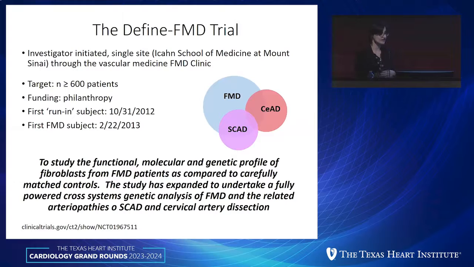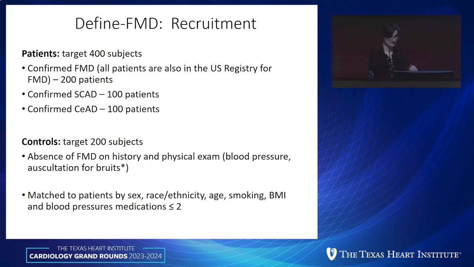But that brings me to our DEFINE FMD trial at Mount Sinai. This was something we started about 10 years ago. It's investigator initiated. We recruit patients through our FMD clinic with myself and Dr. Olin. Our initial funding is really through philanthropy. We got some NIH funding now to support the basic science work. The goal of this study is to study the functional, molecular, and genetic profile of fibroblasts from FMD patients compared to matched controls. We expanded it now based on the data that's been coming out to include patients with cervical artery dissection and SCAD as well, to try to understand the overlap and crosstalk between these.